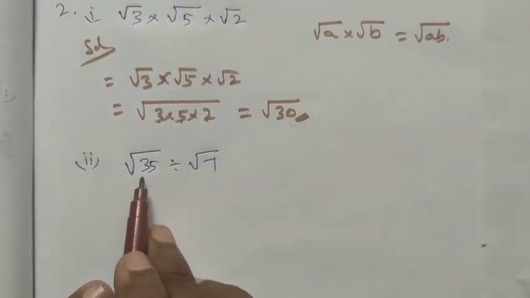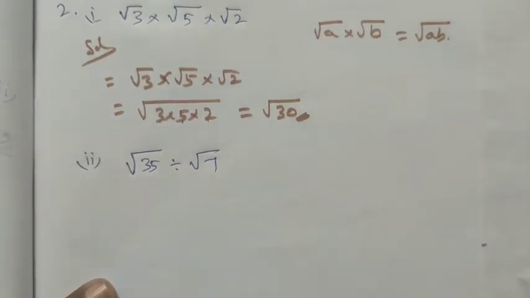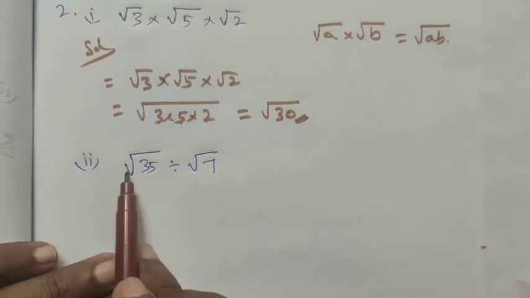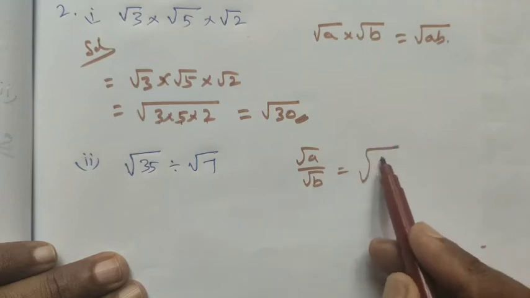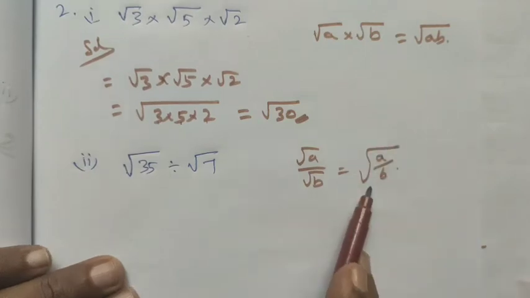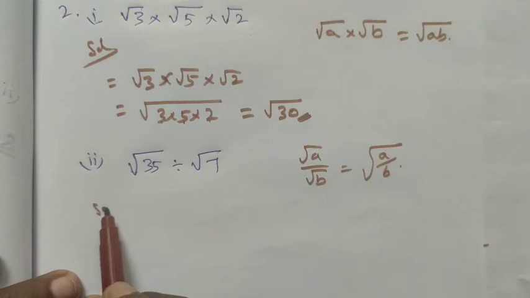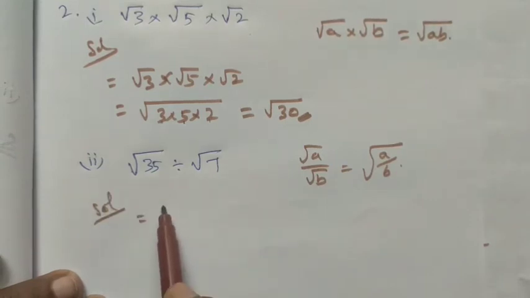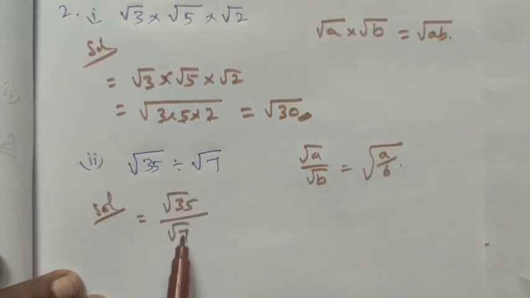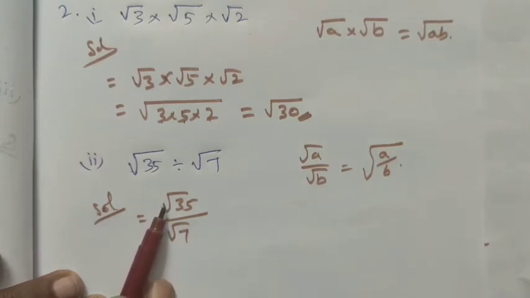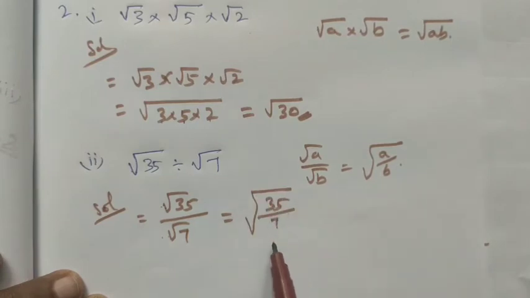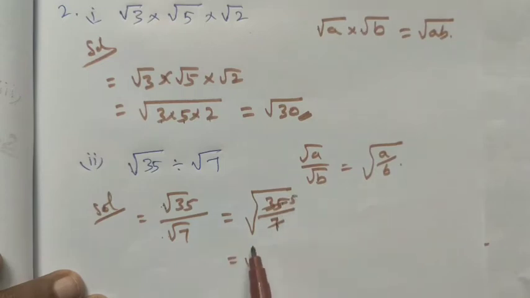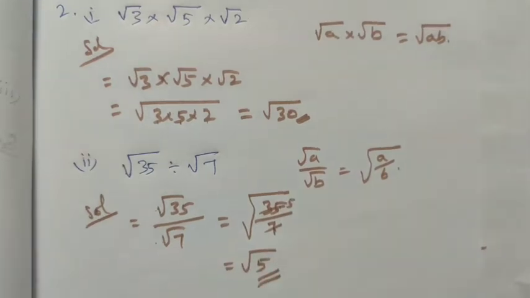See, the second problem, root 35 divided by root 7. All the indices are equal, so root a divided by root b is equal to the whole root of a divided by b. By using this law, let me try this. That is root 35 divided by root 7. Here also square root, here also square root. This term is equal to the whole root of 35 divided by 7. 7 5s are 35, right? So this term is equal to root 5, which is the answer.